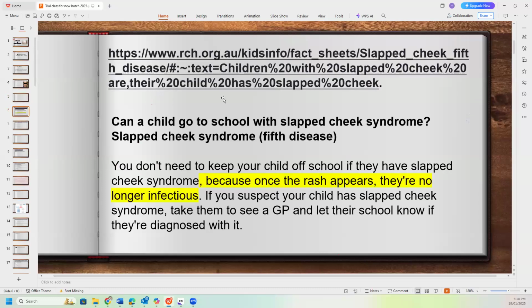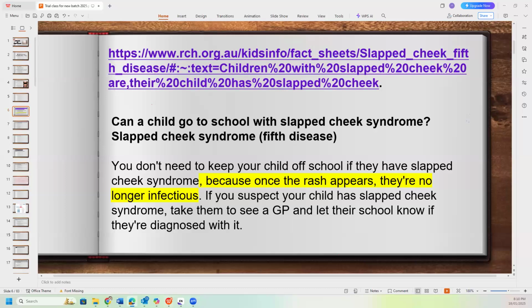This is the RCH link I have shown here, and also a particular part from it. Can a child go to school with slap cheek syndrome? Slap cheek syndrome is also called fifth disease. You don't need to keep your child off school if they have slap cheek syndrome, because once the rash appears, they are no longer infectious. If you suspect your child has slap cheek syndrome, take them to your general practitioner and let their school know once they are diagnosed with it. All right? So let's go through this guideline.